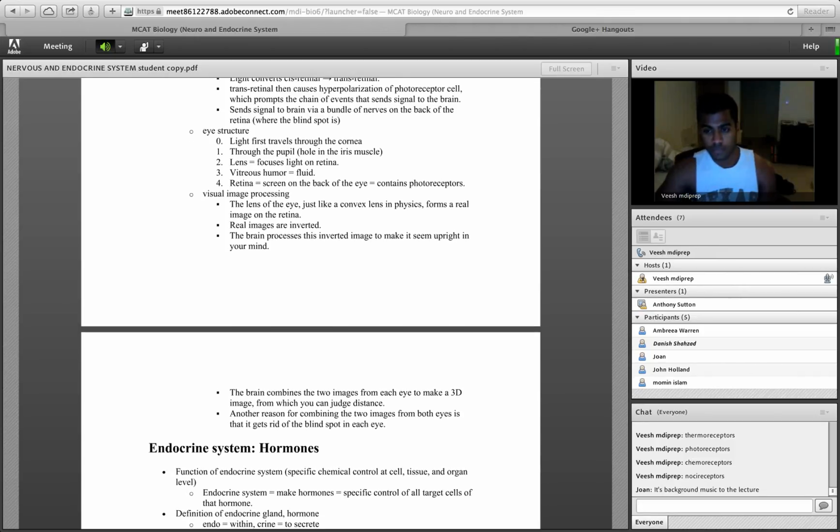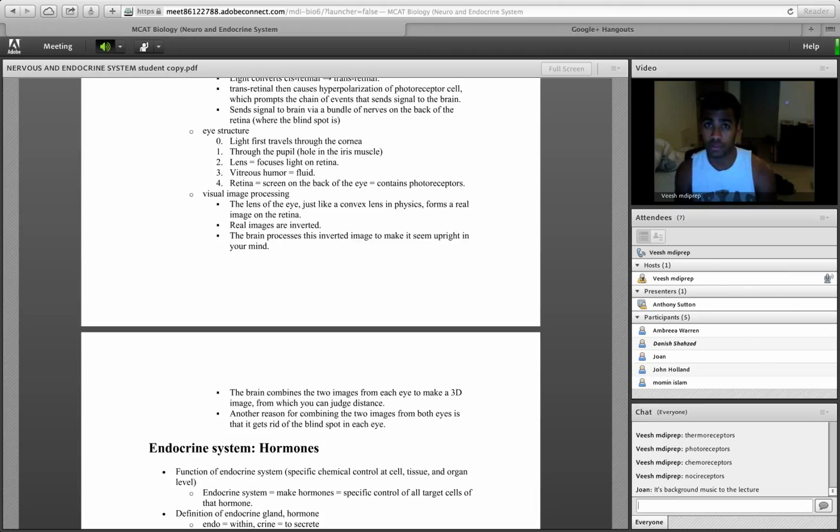Okay, visual image processing. This relates to physics, when we talk about convex lenses and concave lenses. The lens of the eye is just like a convex lens in physics. Convex lenses form real images. So your lens forms a real image on your retina, which is the screen at the back of your eye. And real images are actually inverted.